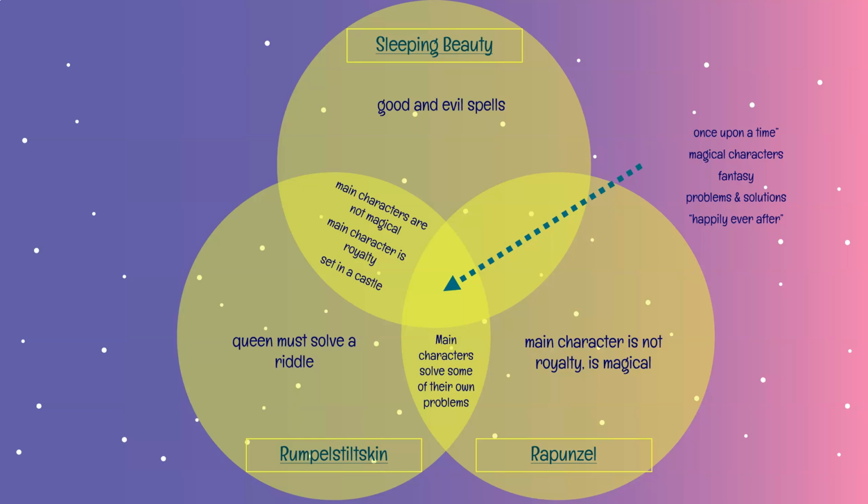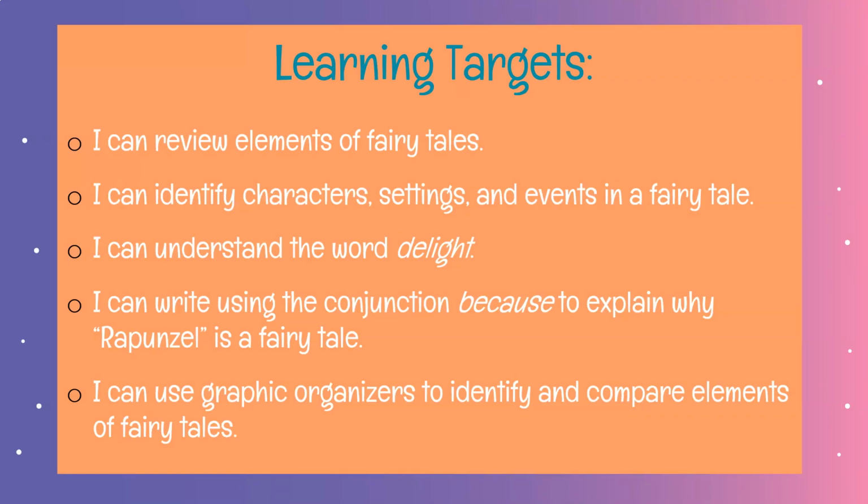Now, there are some things that are the same among all three fairy tales. All three fairy tales happened once upon a time. They had magical characters, they had fantasy elements, and there were problems and solutions in the story, and they all ended happily ever after. Let's review our 5 learning targets one more time.